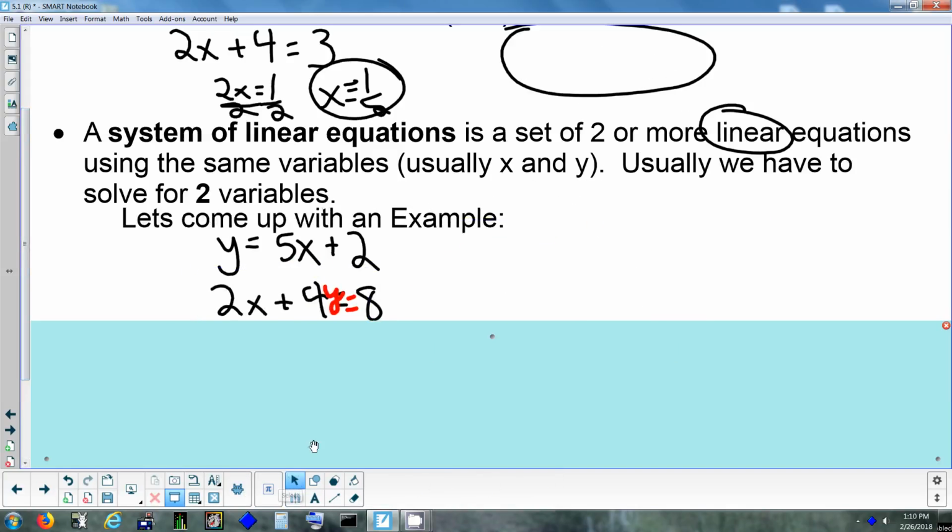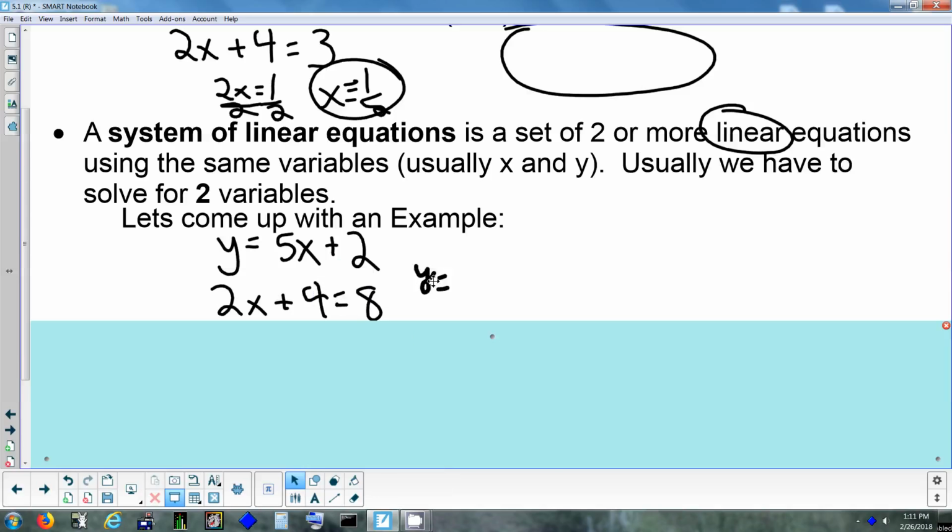So when you see a system of linear equations, this is how it's going to be written, just like this. They'll be stacked one on top of each other. The first one has a y and an x. The bottom one has an x and a y. Now, that top one, y equals 5x plus 2.